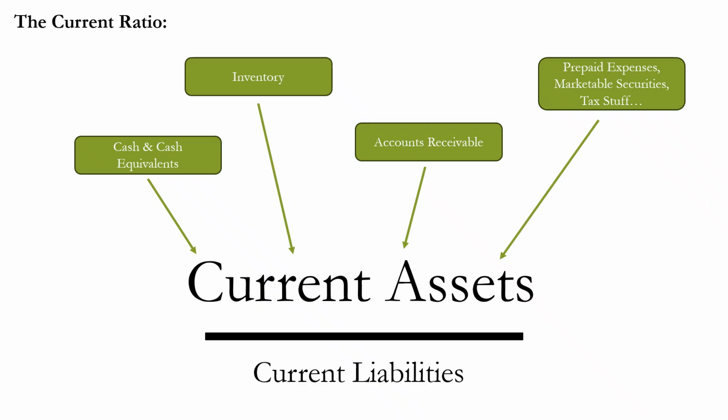Prepaid expenses refers to an expense we have paid for, but not actually used. Let's say we paid for 6 months' rent, but we are only in the first month. The next 5 months' rent we already paid would be considered a prepaid expense because we have paid for it but not necessarily used it yet. Marketable securities refers to things like stocks, bonds, etc. that are sold to generate cash within 1 year.